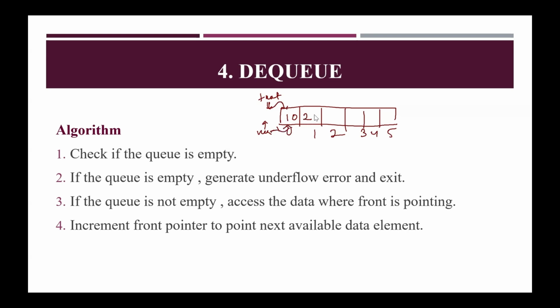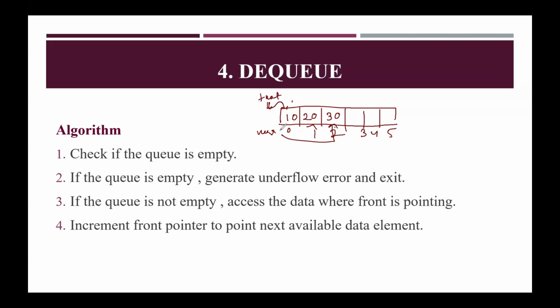Again I insert a value. After insertion, rear points to the next node. Again I insert a value 30. Once I have inserted the value, rear points to the third value. This is the way the pointer is incremented. Now rear points to index 2, front points to index 0.